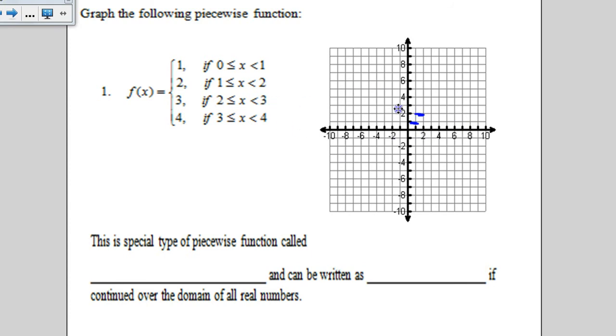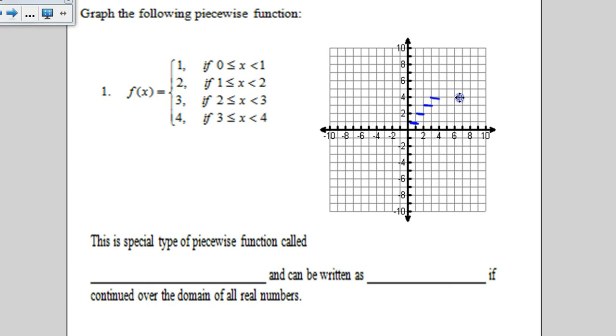So between 2 and 3, it's a 3. And then between 3 and 4, it's a 4.